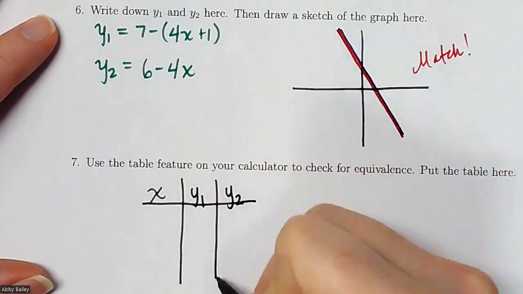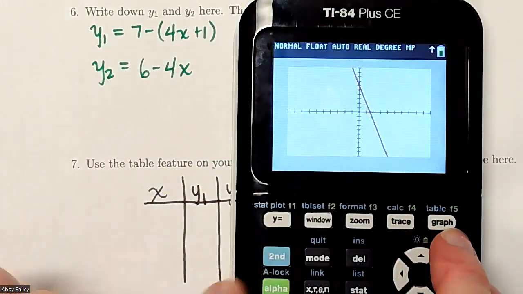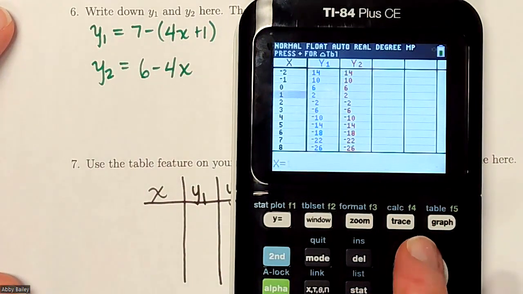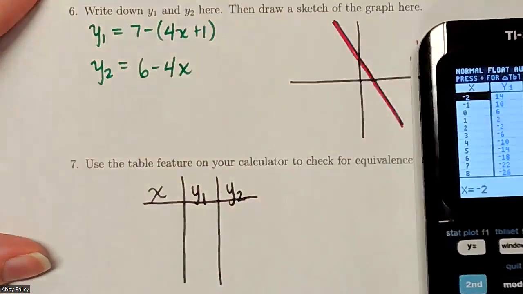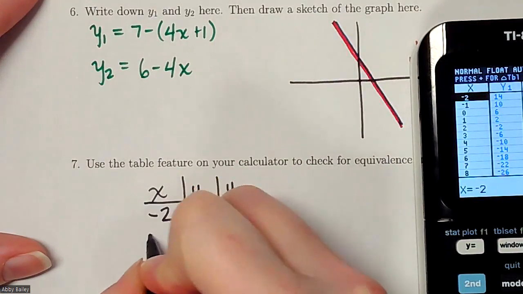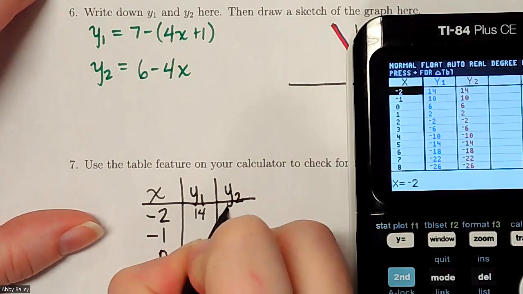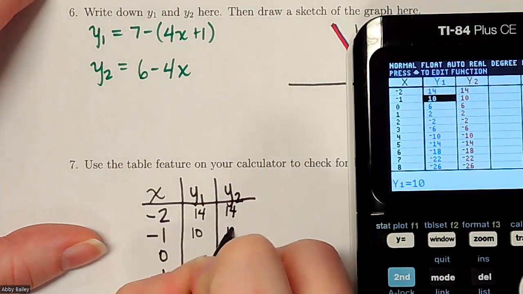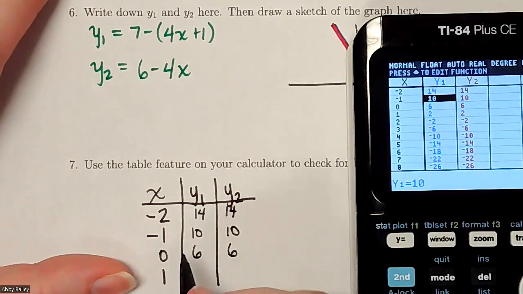So, again, that's second graph. And here's what we see. And it doesn't matter. I could even dip into the negatives. Why not? I'm going to go for fun: -2, -1, 0, and 1. So 14 is equal to 14. 10 is equal to 10. When x is 0, they are both 6. When x is 1, they were both 2.